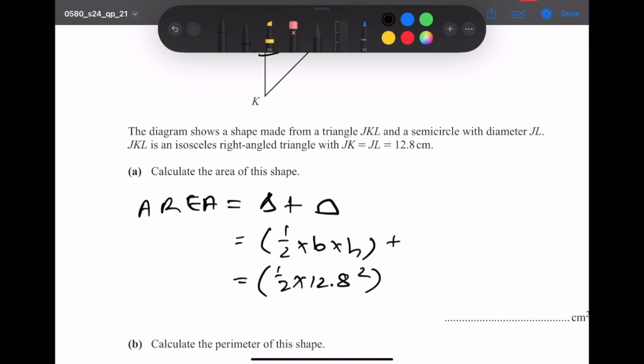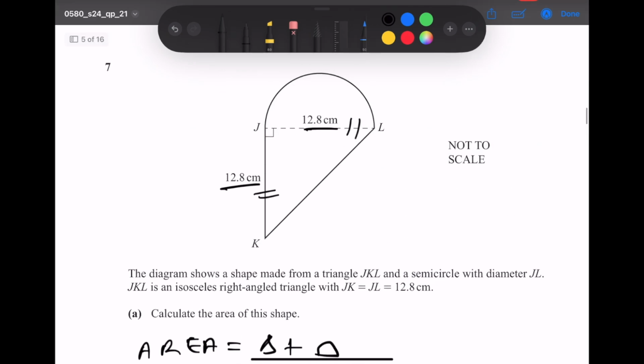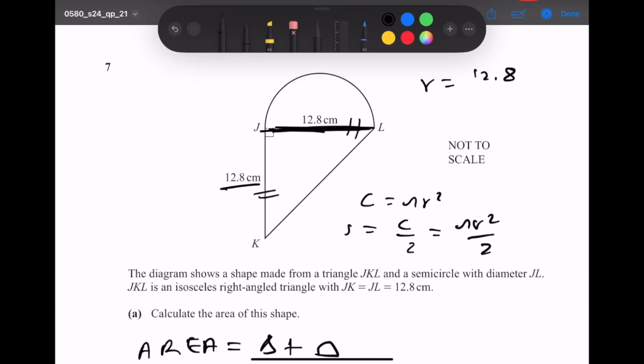Now the area of the semicircle is equal to pi r squared divided by 2. Since the circle area is equal to pi r squared, and a semicircle is half a circle, which is equal to pi r squared divided by 2. Now since the diameter is 12.8, as you can see, this means that the radius of the semicircle is 12.8 divided by 2, which is equal to 6.4.